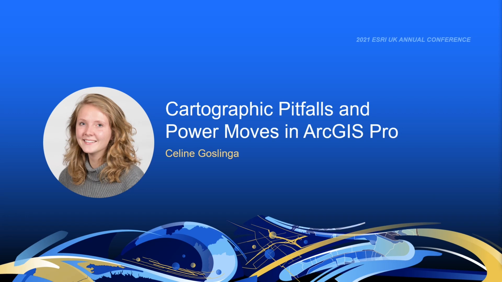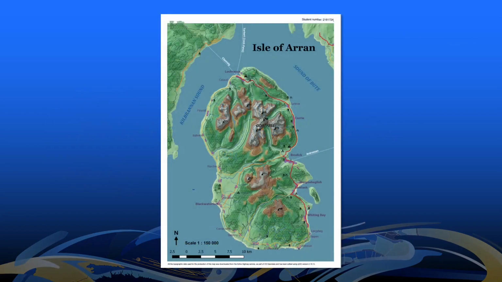I'm going to be showing you some mistakes that I made in the past that can horribly drag down the quality of your cartography. I want to start off by showing you a map that I made when I was just getting started with GIS. This was for a university assignment for which we had to create a touristic map of the Isle of Arran up here in Scotland. And at first glance, it doesn't look so bad.